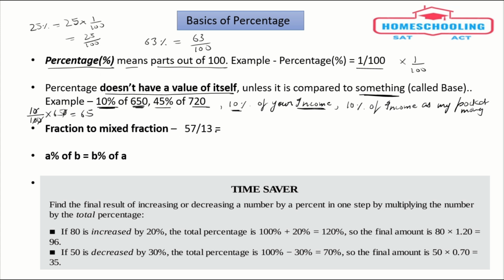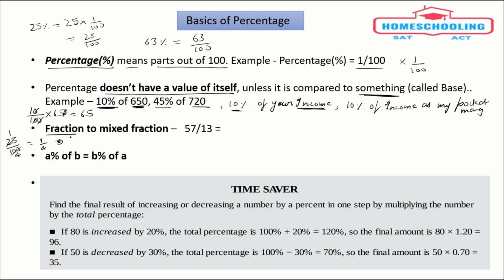Now there's one more concept, that a percentage can be changed to a fraction. Like if you see, 25% can be written as 25 by 100. So we can divide both by 25, one time and 4 times, so 1 by 4. This is your fraction.